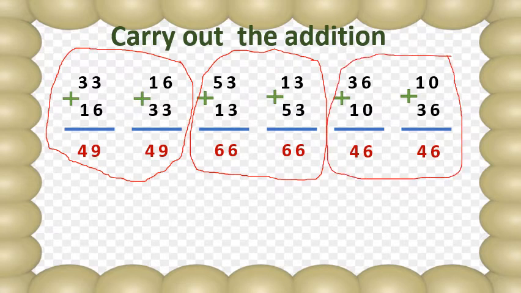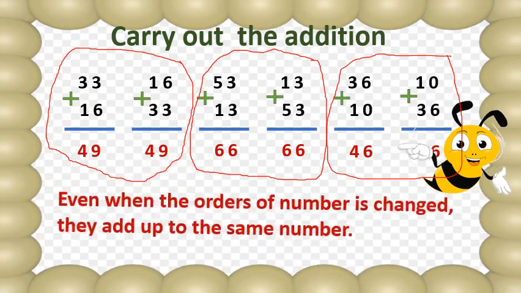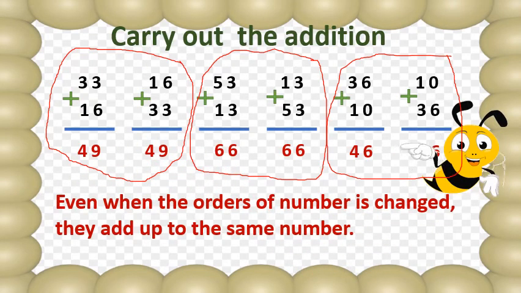But what about the answer? 49, 49. Here 66, 66. Again 46, 46. Means what we find out here? My dear friends, remember this. Even when the order of numbers is changed, they add up to the same number.